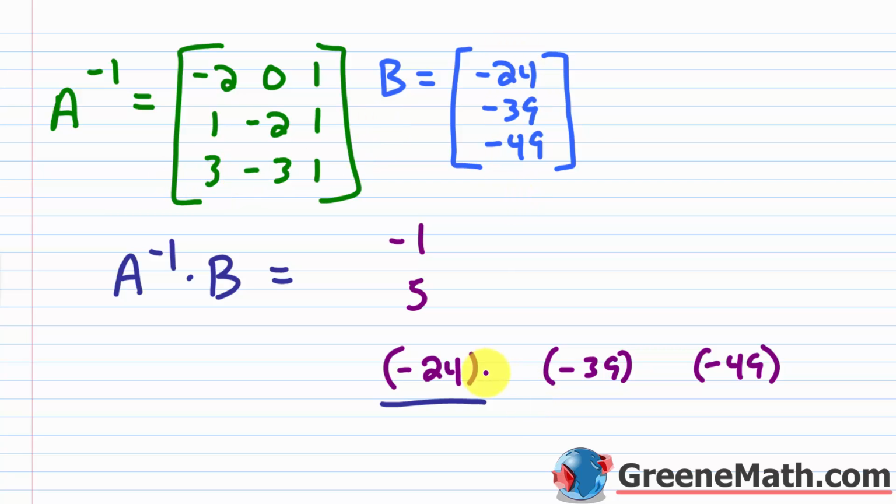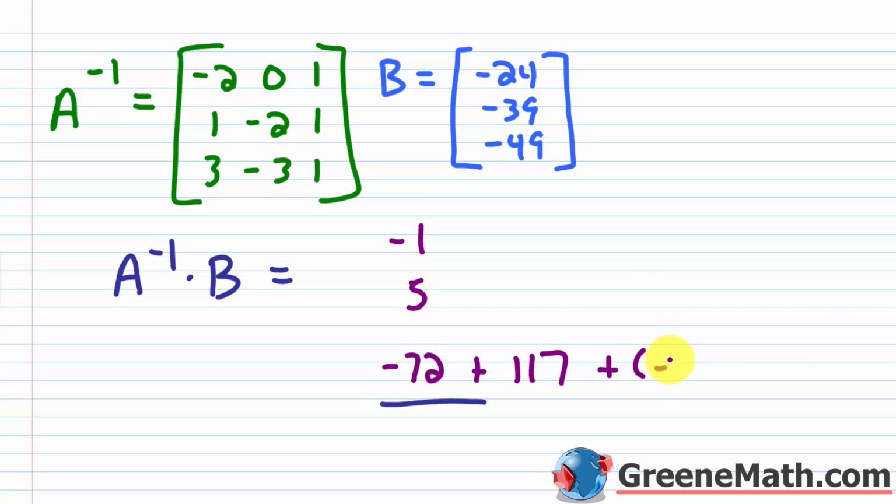So you have 3 times negative 24. That's negative 72. Then plus, you'd have negative 3 times negative 39, which is positive 117. So let's put 117. And then lastly, you'd have 1 times negative 49. So let's put plus negative 49. What is negative 72 plus negative 49? That's going to give me negative 121. So I'm going to put plus negative 121. And if I do 117 plus negative 121, I get negative 4.